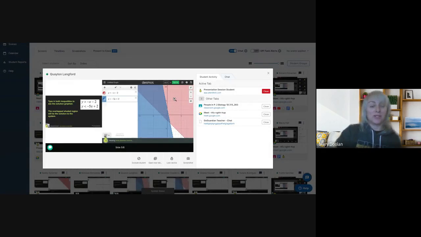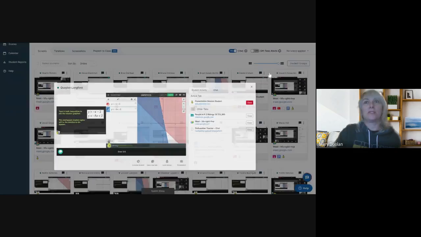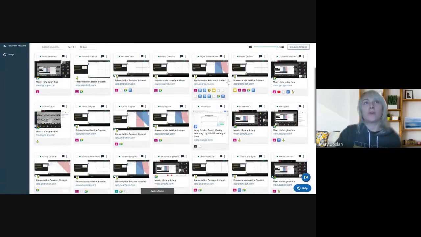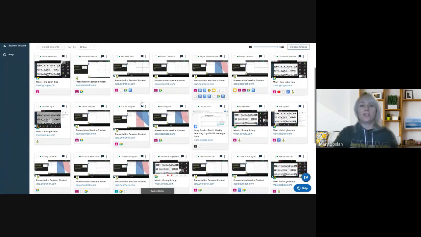I'm showing Quaylon's screen right now. So Quaylon, you have to stay on the Pear Deck tab. But Quaylon did this, and he did it correctly. He has the red plane and the blue plane, and they overlap to create this triangular area. Anything in this area is a solution to the system. Anything outside of the area is not a solution to the system. Good job, Quaylon. Okay, Jordan, you got it. Brian, you got it. You did good.